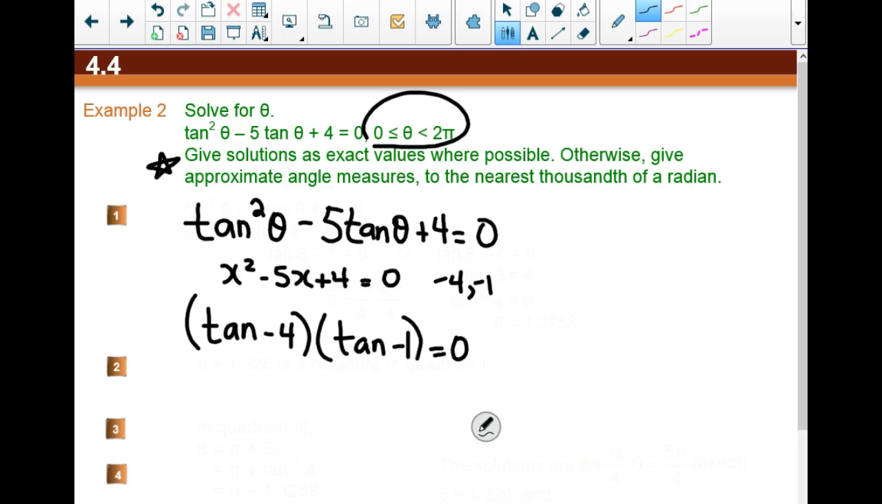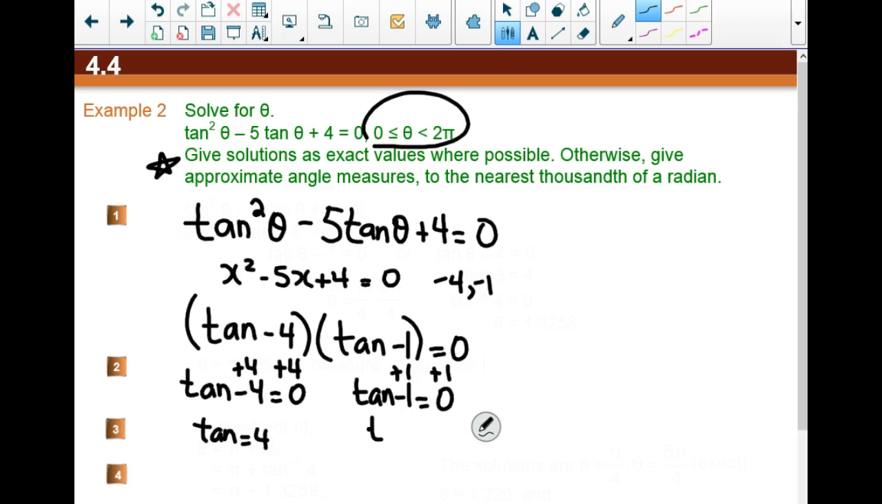Okay, so then we should solve each of these pieces. So it would be tan minus 4 is equal to 0 and tan minus 1 is equal to 0. So if we add this over, we get tan is equal to 4, and we add this guy over, we get tan is equal to 1.